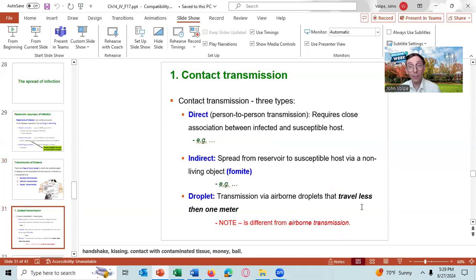Contact transmission, there are three types of contact transmission. There's direct, indirect, and droplet transmission. Direct transmission is person-to-person transmission, requiring close association between an infected individual and a susceptible host, such as when somebody coughs into their hand and then shakes their hand. And then usually what happens is the person who's the susceptible host carries the disease organism from their hand and inoculates a mucous membrane in their face. Direct person-to-person transmission.